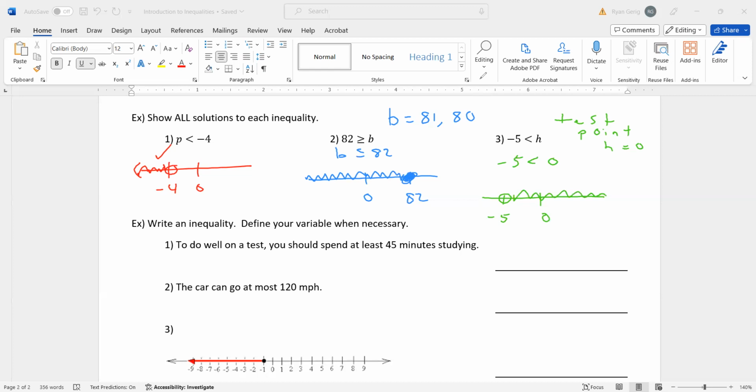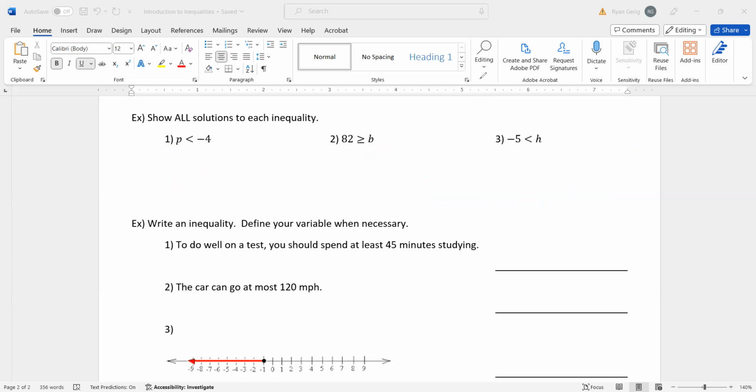And I'll do one more that's not on the notes here to show you what it would look like if I do a test point that's false. So let's say I've got 10 is less than or equal to M. And I'm going to graph that. Here's 10. It's a closed circle. I'm going to choose my test point of 0 again. So I'm going to put 0 in. Is 10 less than 0? No, it's not. So I don't want to shade towards 0. I want to shade away from 0. Okay. All right, let's move on.